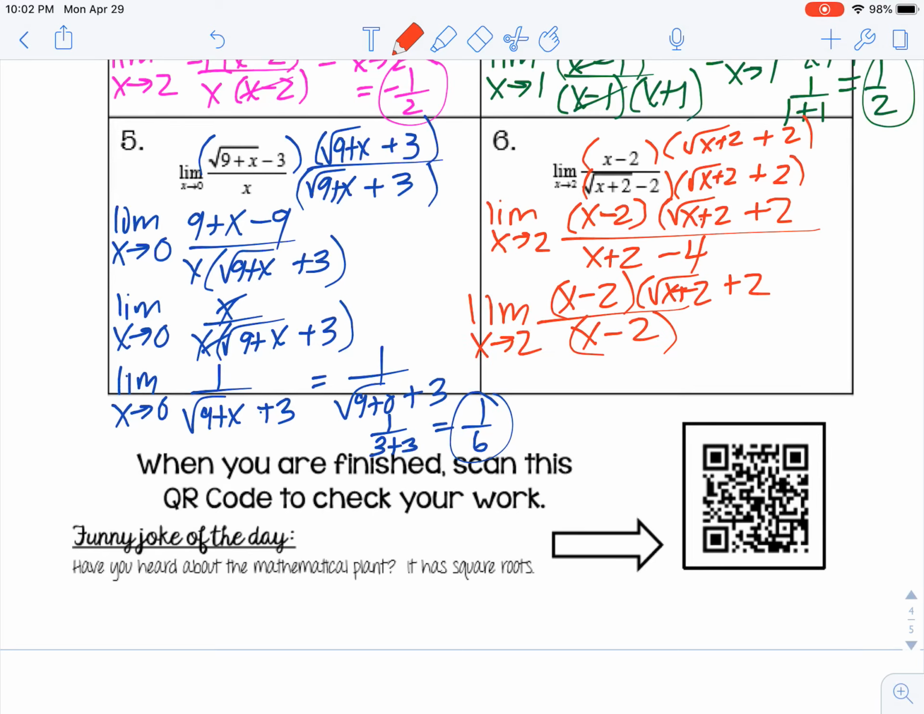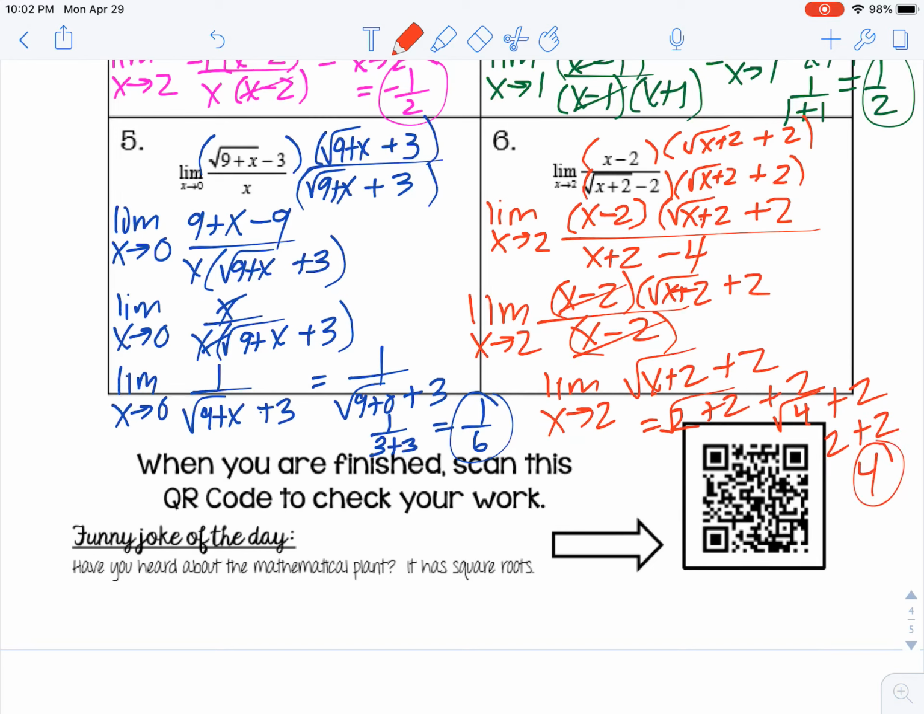Got to write that limit out in front still. All right, reduce, limit as x approaches 2. Radical x plus 2, that's going to equal radical 2 plus 2 plus 2. A lot of 2's there. All right, radical 4 plus 2, 2 plus 2, 4. Again. All right, that's it. So that's simplifying algebraically.